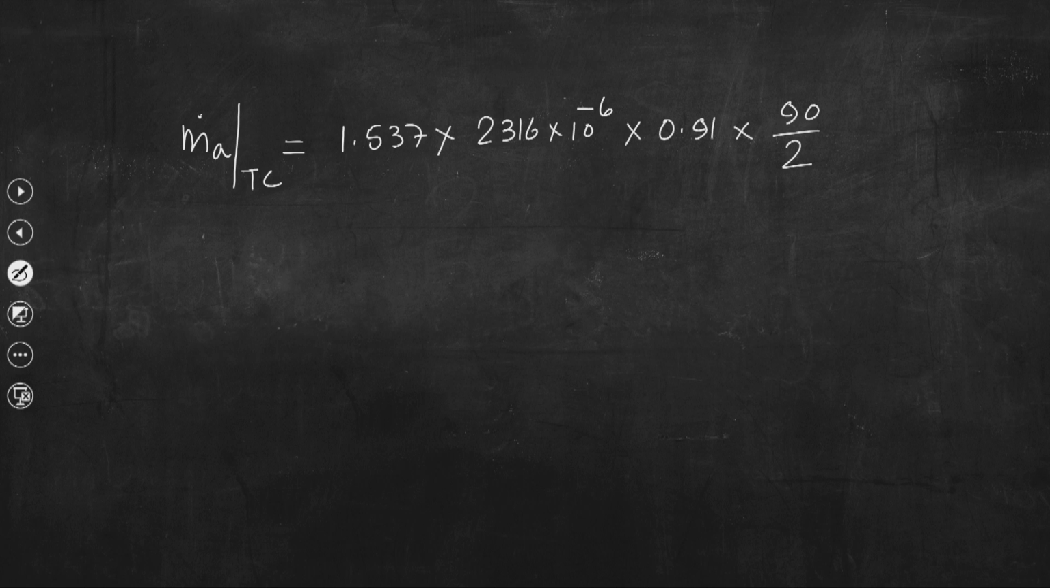So, if we calculate it, this comes as 0.145 kg per second. So, this is the mass flow rate.